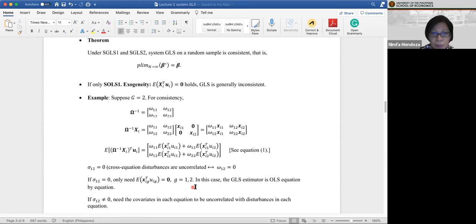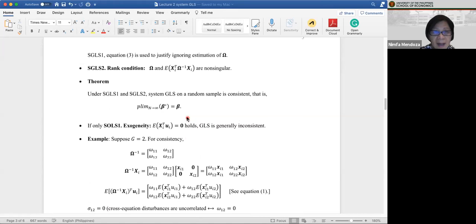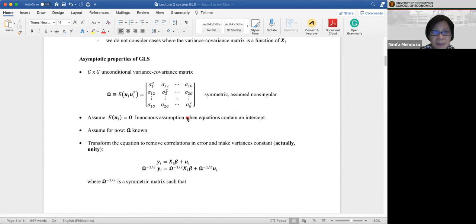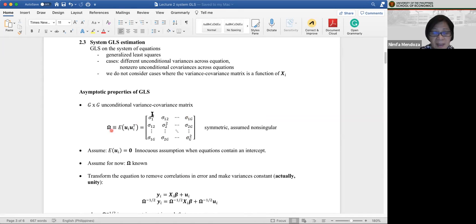Okay, when would this be 0? Suppose sigma sub 1, 2 is equal to 0. Cross equation disturbances are uncorrelated. This would be true. Omega would have these elements.